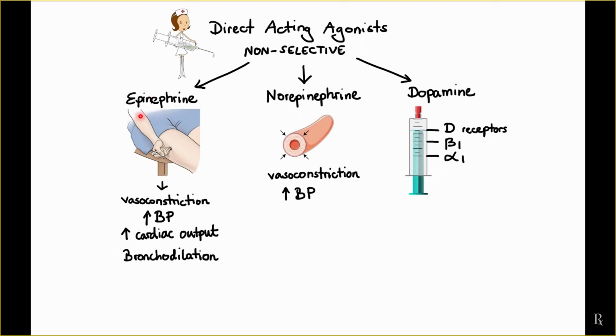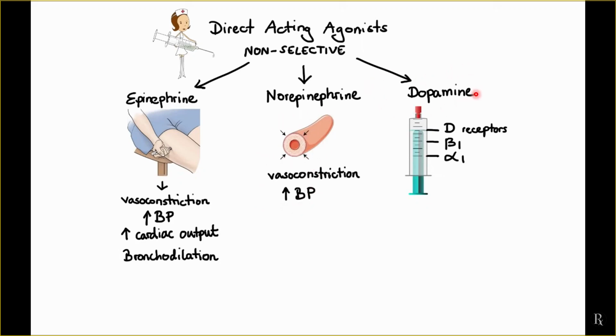So the direct acting agonists that are non-selective can be divided into three. Epinephrine, the one we just discussed, is mostly indicated for vasoconstriction, increase of the blood pressure, increase of the cardiac output, and for bronchodilation. So these are the primary indications of epinephrine.